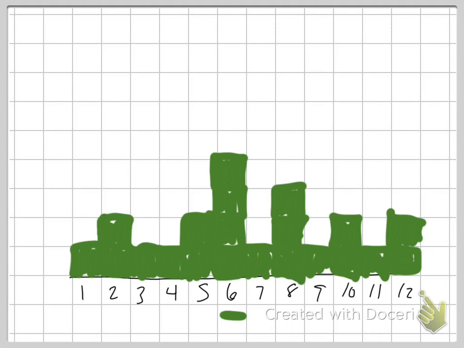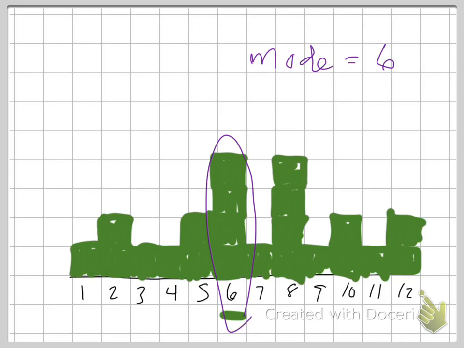The number that has the most colored, in this case 6, is called the mode. The mode is the one that was drawn the most. So in this case, it was number 6. If I had two numbers that tied, let's say I drew another 8, and I had 8 and 6 tied for 4 pieces, then the mode would be 6 and 8.